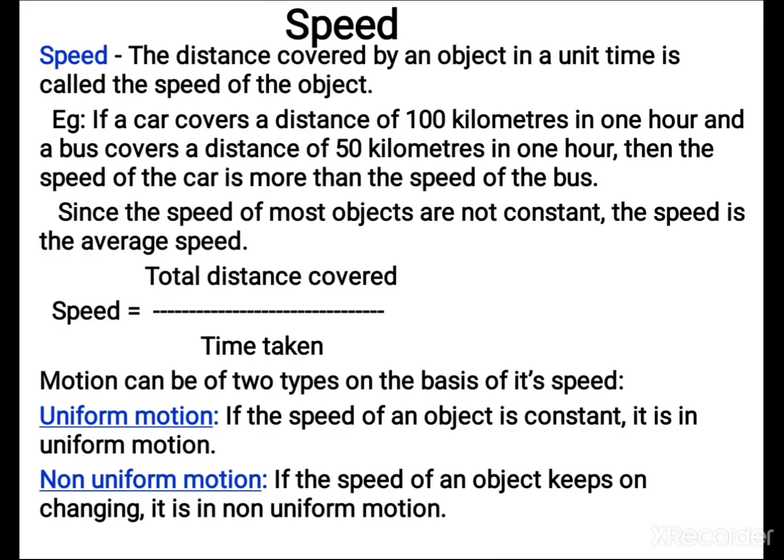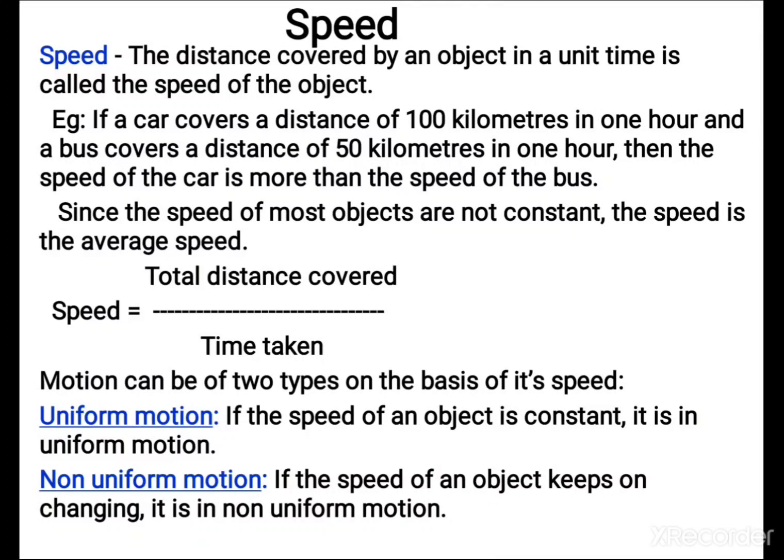Speed. The distance covered by an object in a unit time is called the speed of the object. Example, if a car covers a distance of 100 kilometers in an hour and a bus covers a distance of 50 kilometers in an hour, then the speed of the car is more than the speed of the bus.